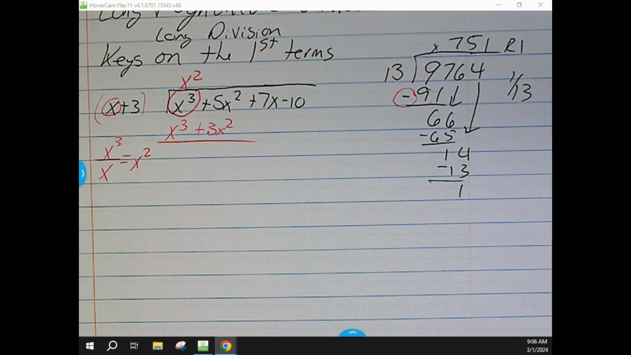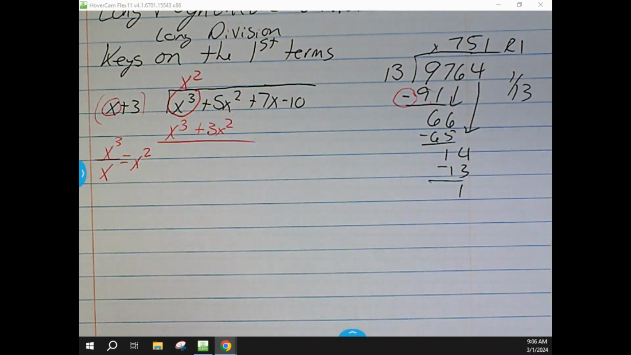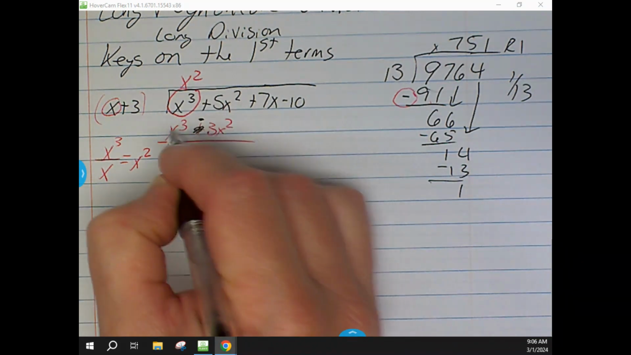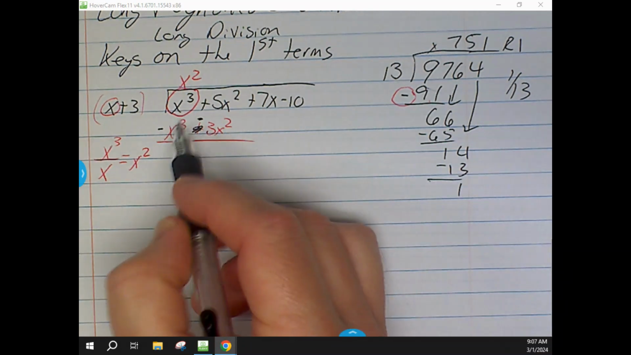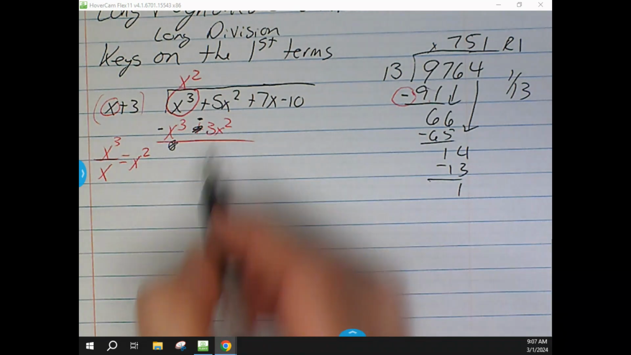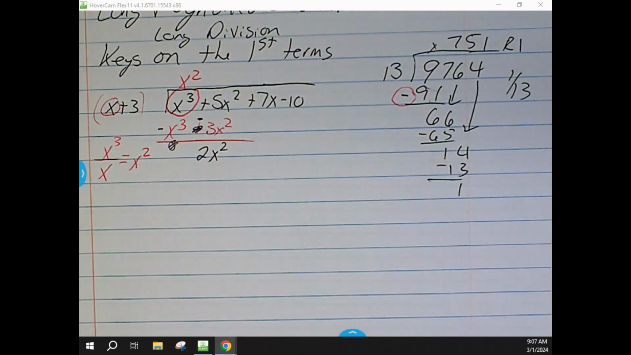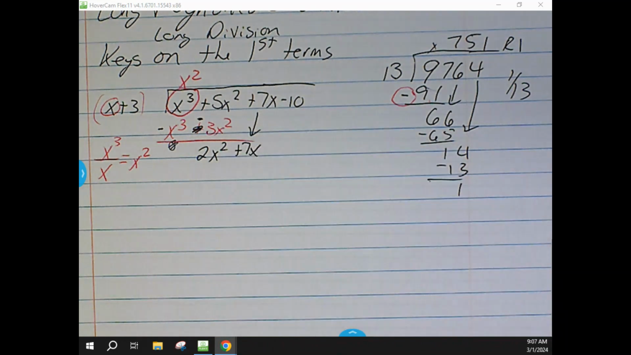That's just the rule, right? After you multiply these two things out, you have to go back and subtract them. Same thing here. After we multiplied these two things, you've got to go back and change these signs, with how this is set up. So we're going to change that to a negative x to the third and a negative 3x squared. Now the first term is gone. We got 0 here, which is what we want. We've got 5 minus 3, which would be a 2x squared. And then we bring down the next term.